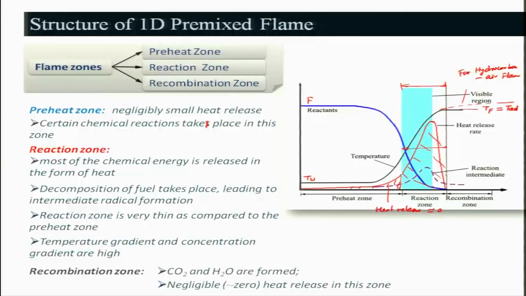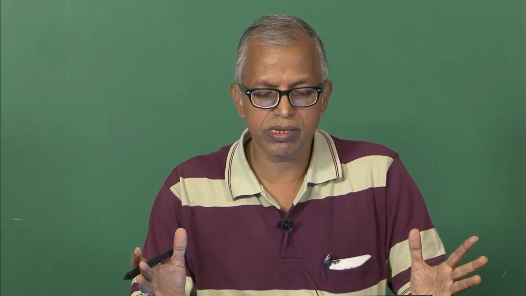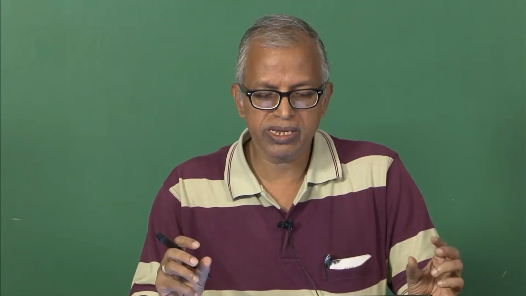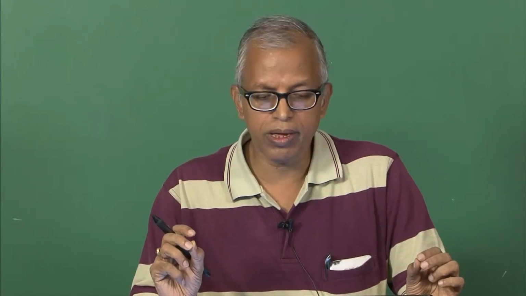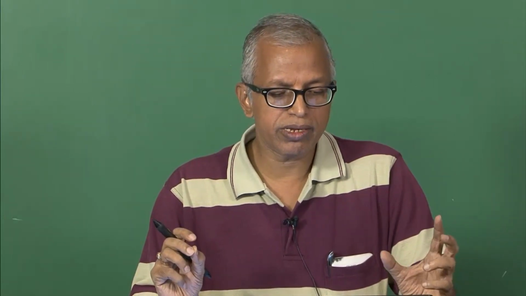Negligible or zero heat release occurs in this recombination zone. There will be a little bit, but that is negligible as compared to the reaction zone. So, when we talk about it, we talk comparatively. Now, we will be trying to analyze this laminar flame, considering the thermal theory. There are several theories, and we will be considering the simpler one, and we will be making certain assumptions.